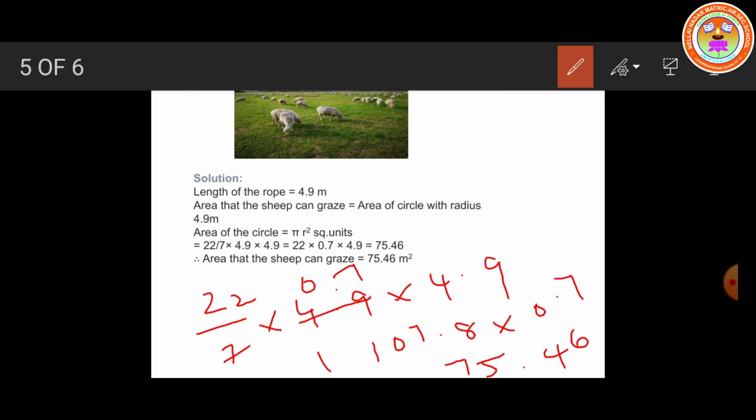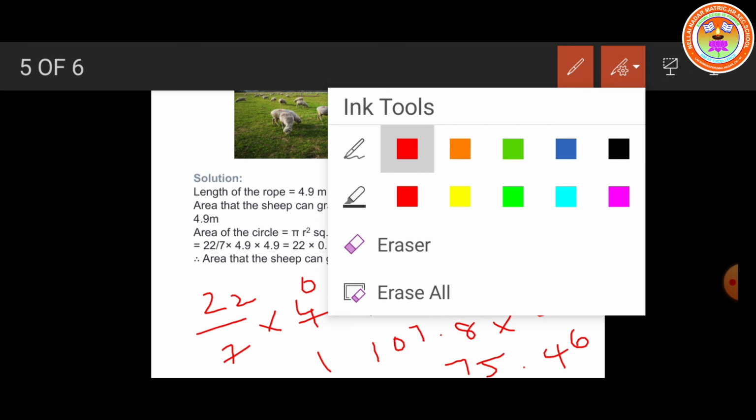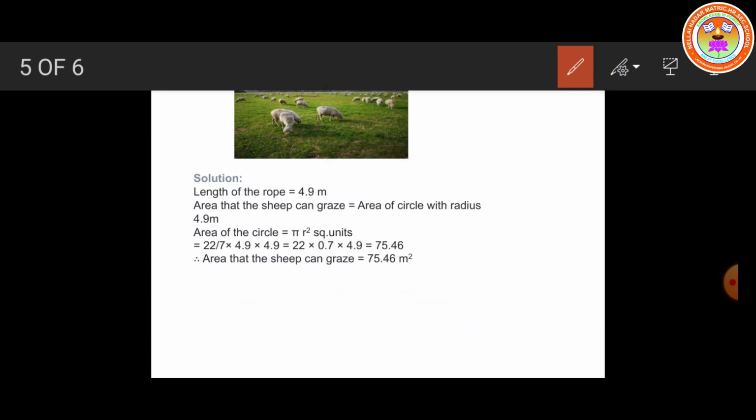The answer 7546 will come. How many decimal places are there? Two decimal places. In the answer, we mark from right to left two decimal places. 75.46 meter square. Can you understand all of you? Yes.